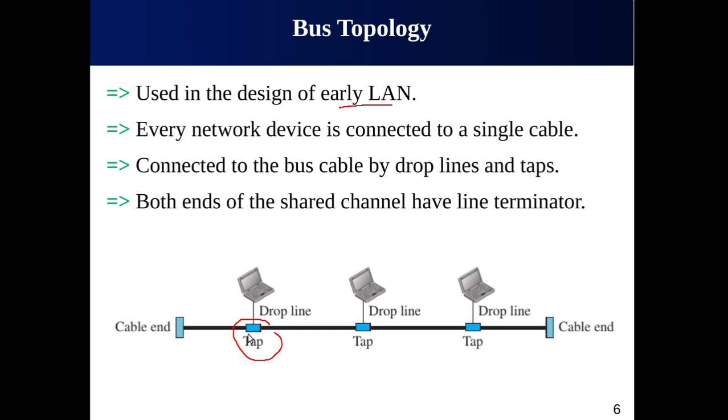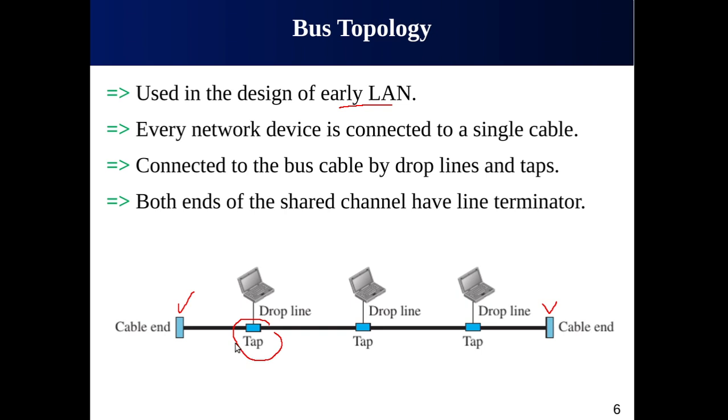And lastly, both ends of this cable, the ends of the shared channel or the cable, have a line terminator. This is a terminator and this is a terminator. Why? The data is sent in one direction, and as soon as it reaches the extreme end, the terminator removes the data from the line.